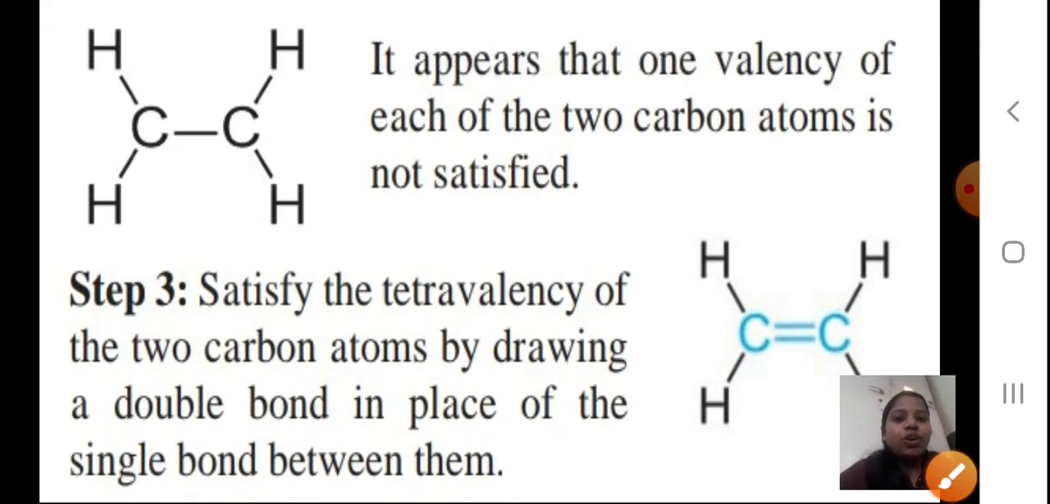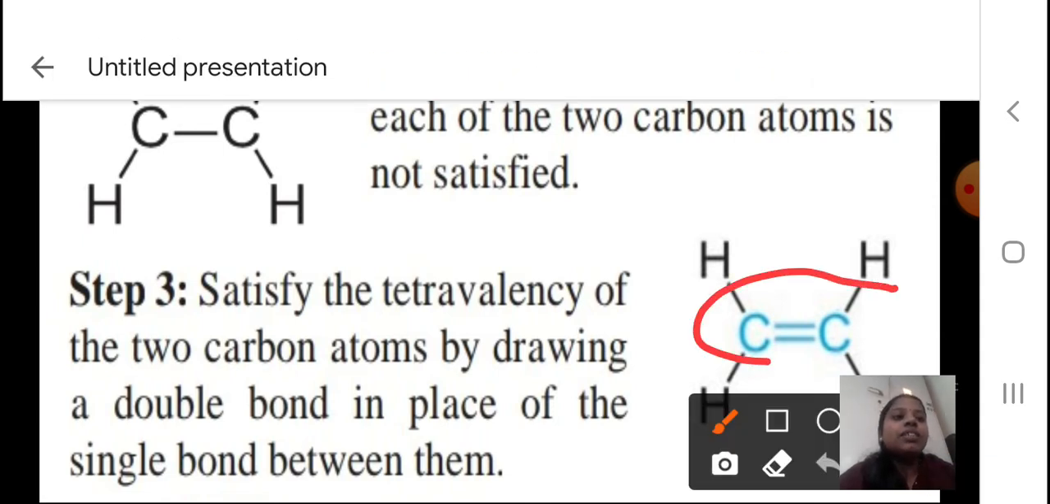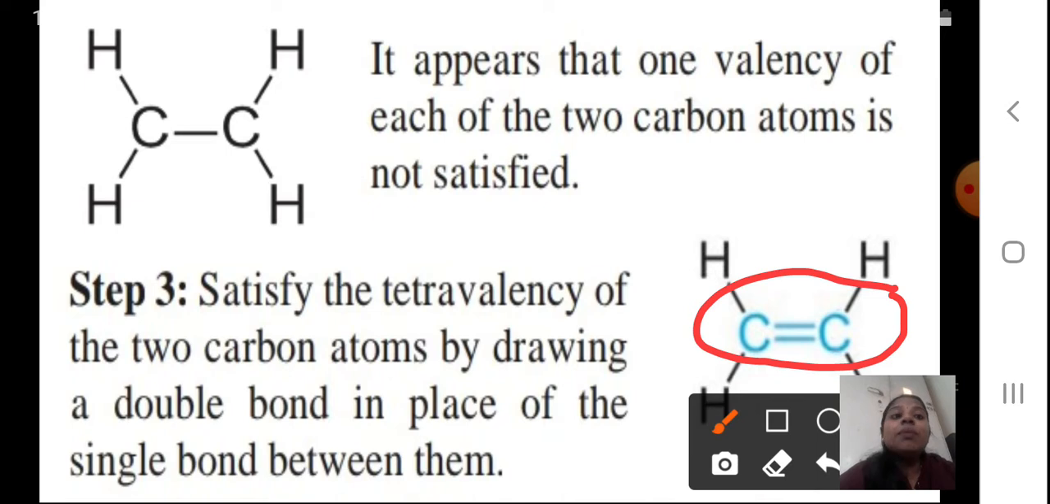third step we are going to follow. What is that third step, students? Satisfy the tetravalency of the 2 carbon atoms by drawing a double bond. What we are going to draw, students? A double bond in place of a single bond between them. So can you see it is highlighted here in blue color? C double bond C.